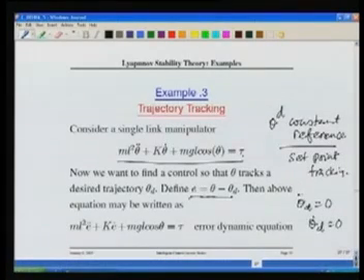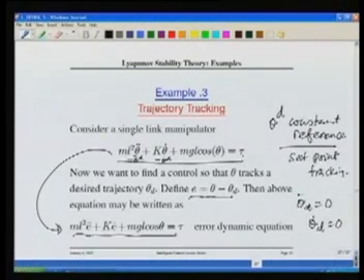So, we define an error, theta minus theta d, how far it is from the reference point. Then you can easily say that theta double dot d is 0 and theta dot d is 0, because theta d is a constant reference. So I subtract theta double dot d and theta dot d, which are 0, so my dynamics remains unchanged, but this gives me an error dynamics: ml square E double dot plus k E dot plus mgl cos theta equal to tau.